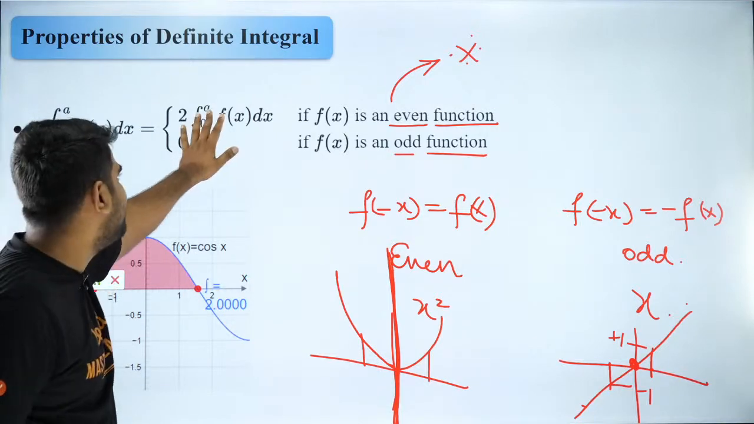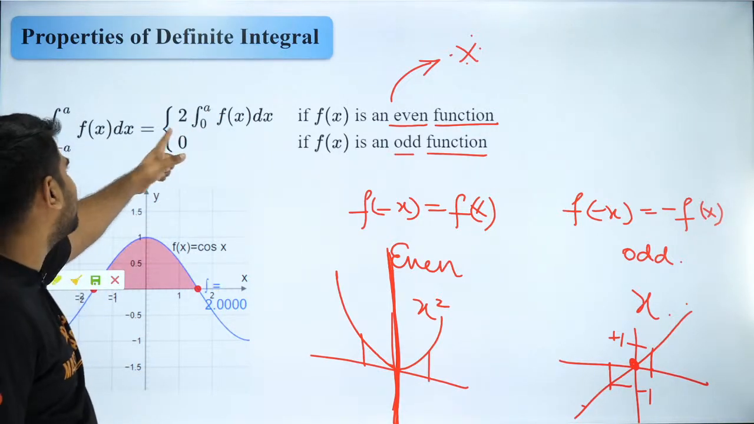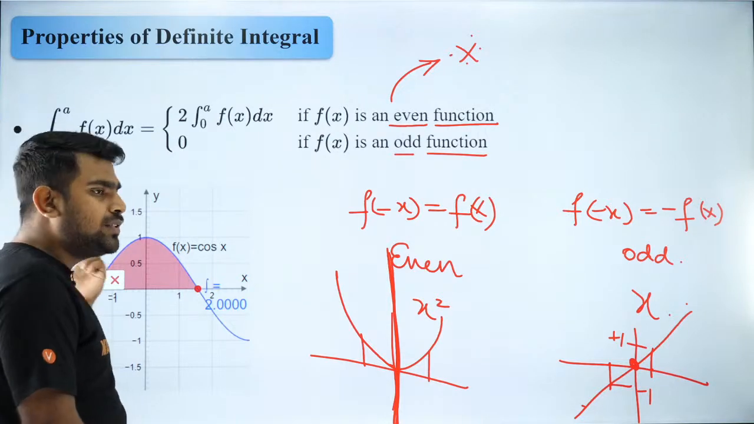Now let's come back to deriving this. Sir, how is this formula working? Please explain it right now. So let's look at the explanation.